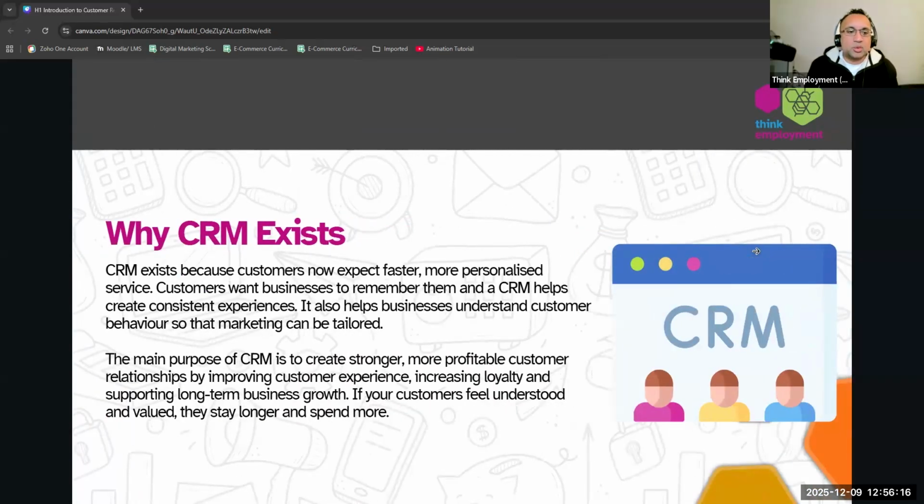Just bear with me. So why does CRM exist? Think about the apps and services that you use every day. Think about your personal experiences. CRM exists because customers are now expecting things faster. When we're on any application, like on your phone, we expect it to be fast, right? We also expect it to be personalized. So customers want businesses to remember them, and a CRM helps with that. You don't actually have to remember your customer, the CRM does that for you. Okay.